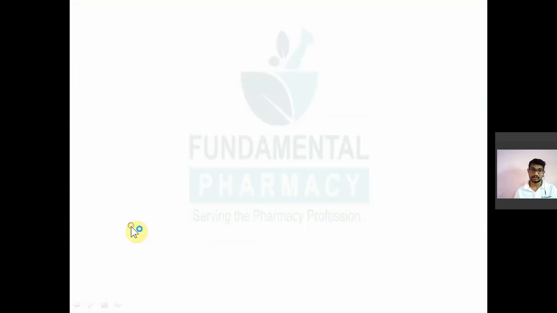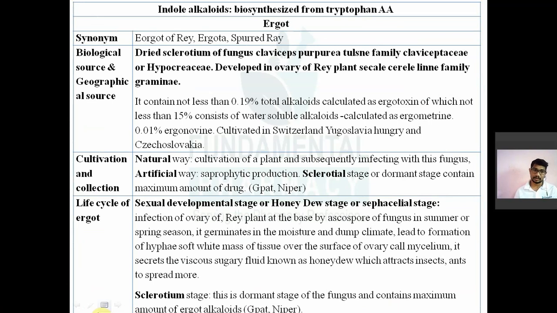Now next we'll see ergot alkaloid. Okay, actually most of these alkaloids whatever I have mentioned over here are not present in your university syllabus, but they can ask the question on this. That's why we have to take it. First one is indole alkaloid containing drug. So the drug is nothing but the ergot. Indole type of alkaloids are biosynthesized from tryptophan amino acid. Remember. Now first drug is ergot.